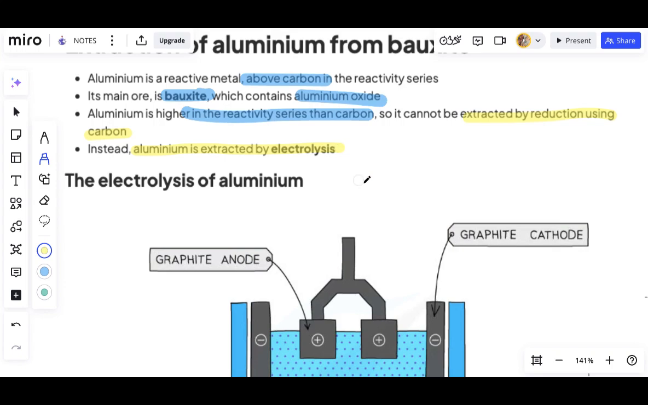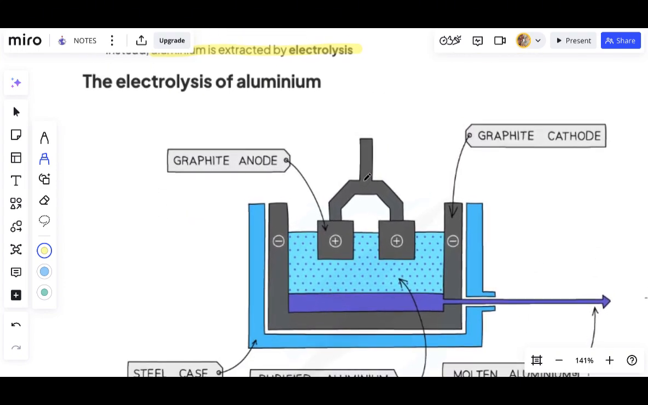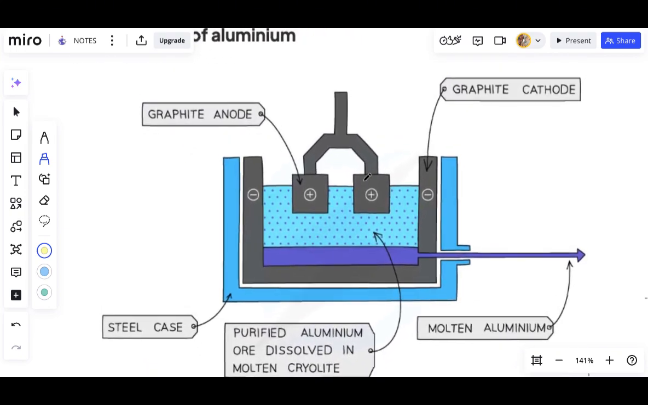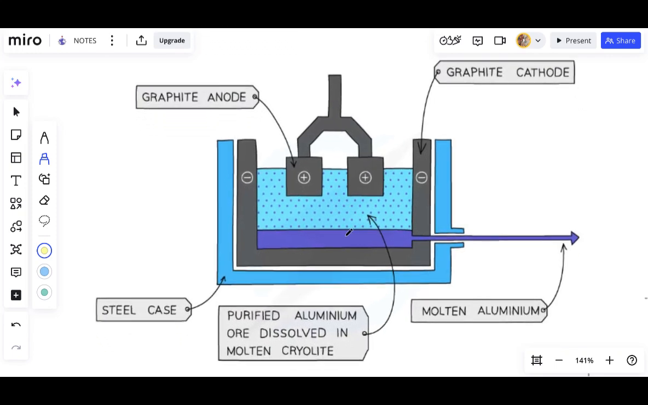Now let's move on to the next one. The electrolysis of aluminium. How do we do it? The bauxite, which is aluminium ore, is fed into this electrolysis compartment. Here we have the steel. This whole thing is a steel case to cover this. Why is this made of graphite? Both the cathode, this is the cathode.